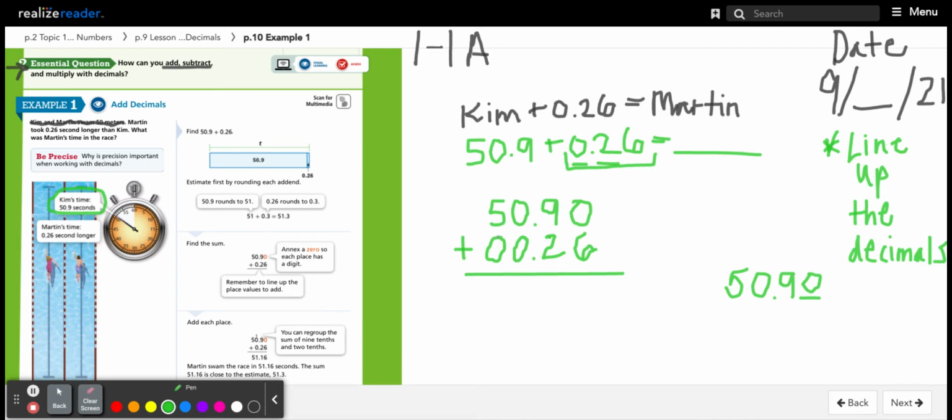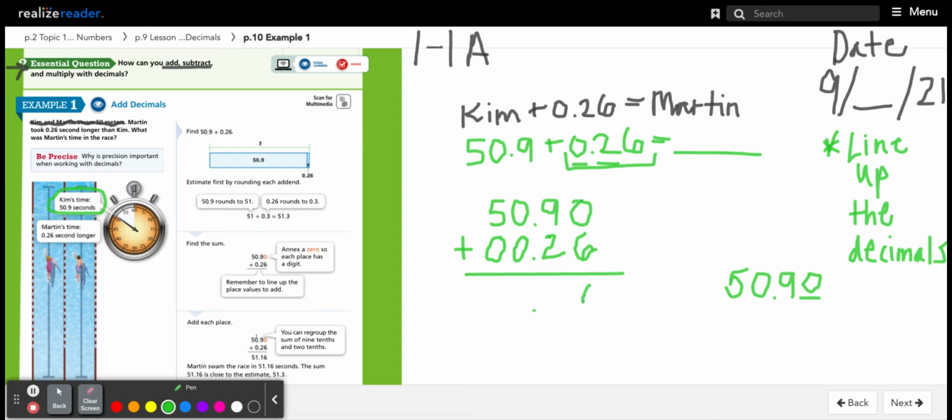I can add. So the first step I want us to do when we add or subtract decimals is bring down that decimal point. That way we don't have to worry about remembering the decimal when we're done. So now we can add 0 plus 6. Look at how nice and neat I have my place values lined up so that I can add them.